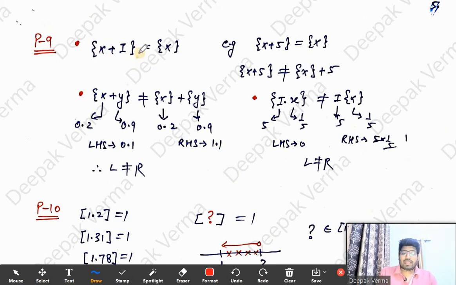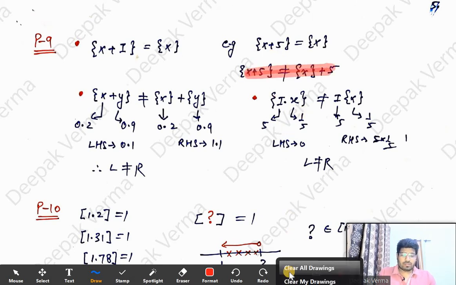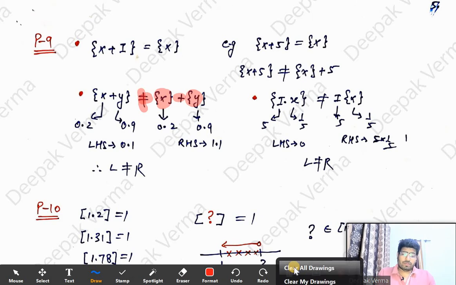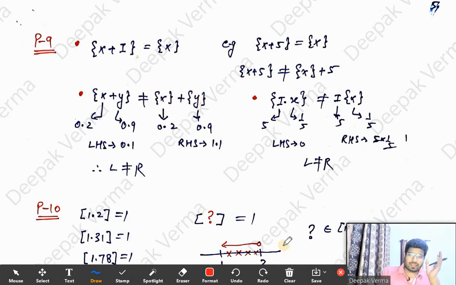But in case of fractional part, it is not so. Remember this: we cannot take out 5 outside the fractional part. This will be wrong, of course. Memorize this, important one. Now if we have the fractional part of x plus y, again this will not be equal to the fractional part of x plus the fractional part of y. We cannot take the fractional part of x and the fractional part of y individually and sum that.